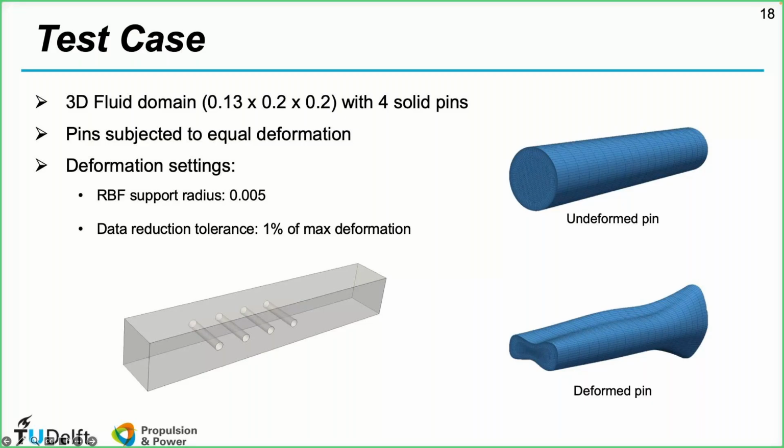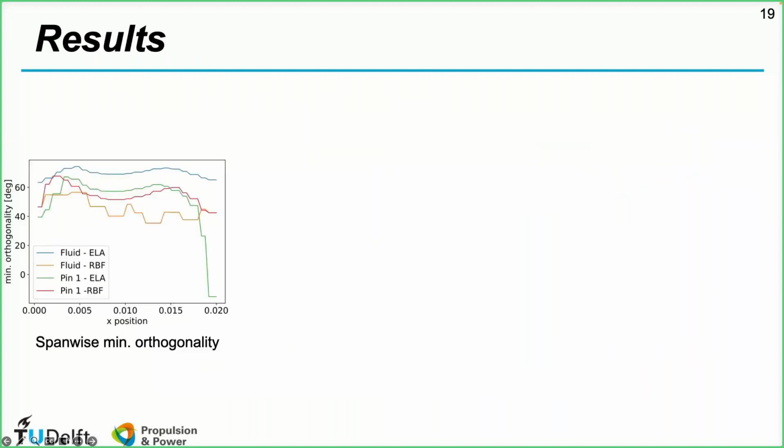And then also for completeness, some settings of the deformation. The support radius was set at 0.005, and for the data reduction the tolerance was set to 1% of the maximum deformation occurring. And you can also see here the deformation that is applied to the pin. So if we have a look at the span-wise minimum orthogonality, which is typically the best indicator of mesh quality, you can see the difference. In this case, I've only included it for the first pin because they were pretty similar for all the pins as they have the same deformation.